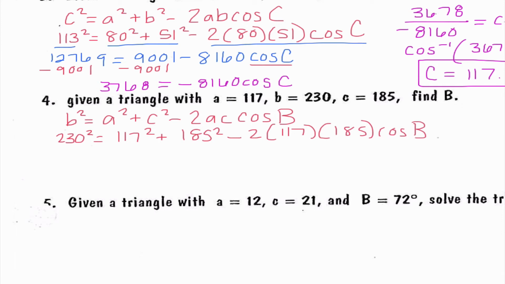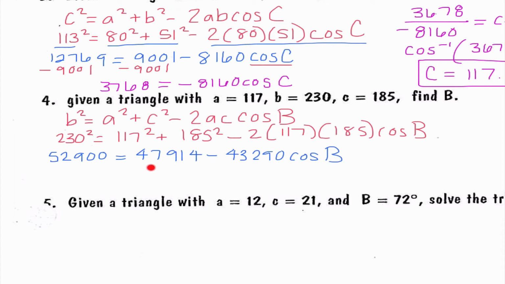So I'm going to go ahead and do these three parts separately. Square 230, I get 52,900. 117 squared plus 185 squared is 47,914. And negative 2 times 117 times 185 is 43,290. So just a reminder, at this point, I cannot combine these two values, which is the most common mistake to make. And that's because these are not like terms.